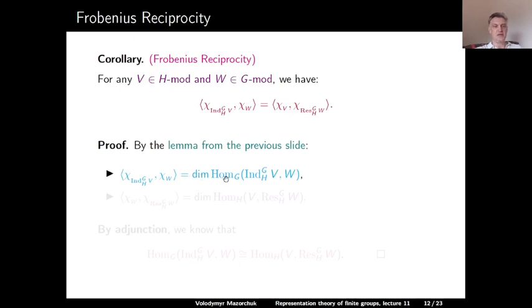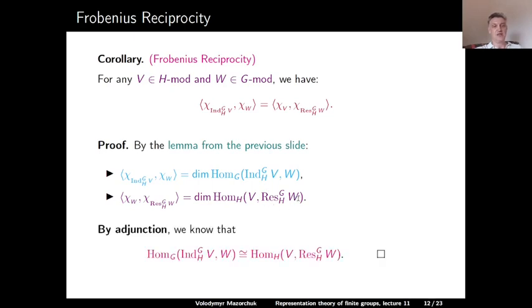Proof. By the lemma from the previous slide, we can interpret the left-hand side of the equality as the dimension of the space of G homs from the induced module V to W. Similarly, we can interpret the right-hand side of this equality as the dimension of the space of all H homomorphisms from V to the restriction of W. And by adjunction, we know that these two spaces are isomorphic. In particular, they have the same dimension. And this completes the proof.